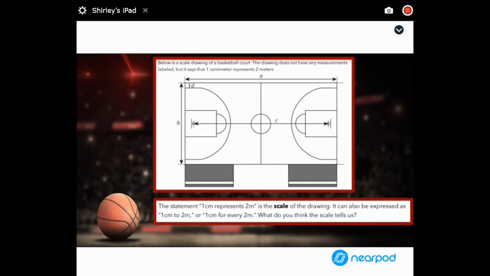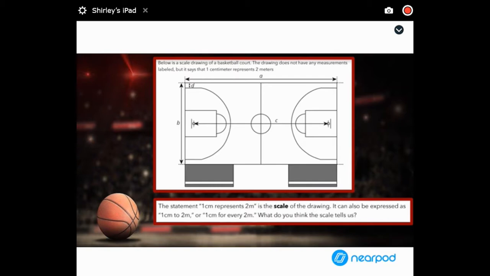We know what an actual basketball court looks like. However, we can't draw one that big on our desks in order to figure out some measurements. So we scale it down to its exact shape, same angles and everything, but then we have to change the sizes. Okay, the statement 1 centimeter represents 2 meters is the scale of the drawing. Now I'm going to push you to think, what do you think that tells us?